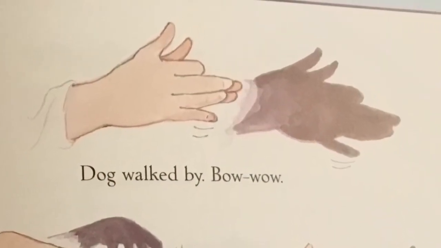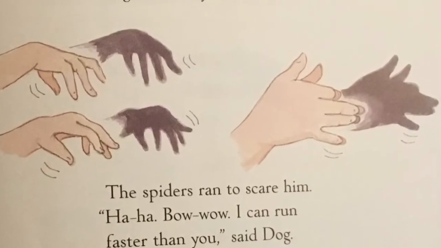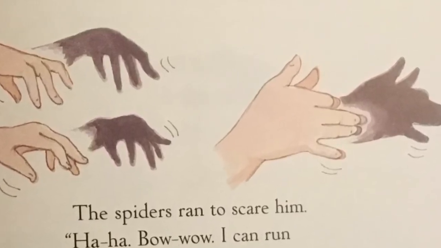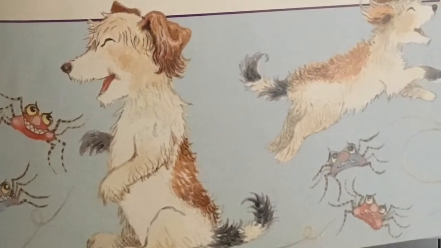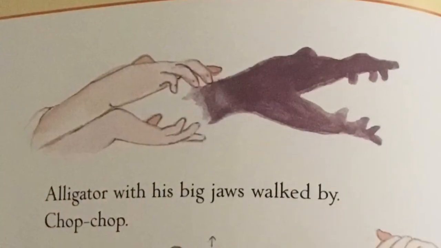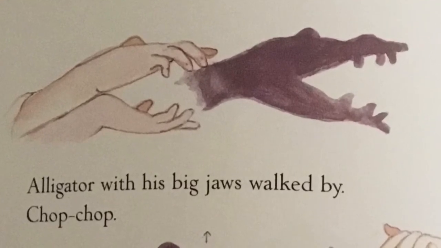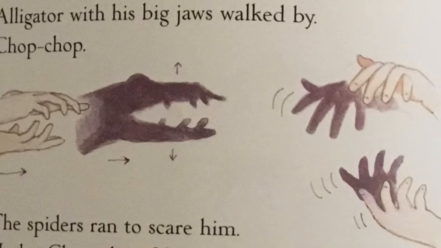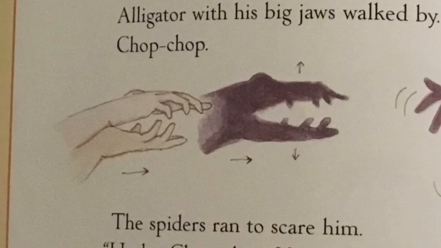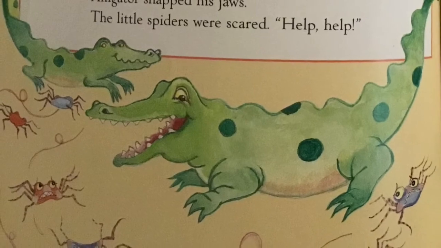Dog walked by. Bow, wow. The spiders ran to scare him. Ha ha, bow wow. I can run faster than you, said Dog. Alligator with his big jaws walked by. Chomp, chomp. The spiders ran to scare him. Ha ha, chomp, chomp. You don't scare me. Alligator snapped his jaws, and the little spiders were scared. Help, help!